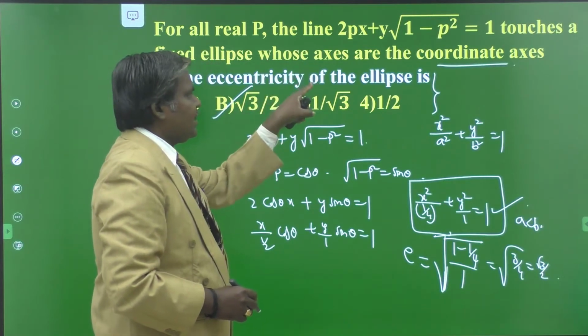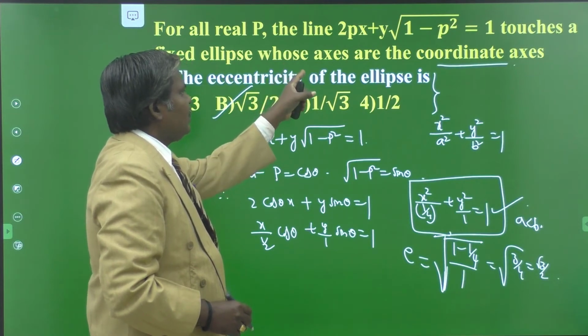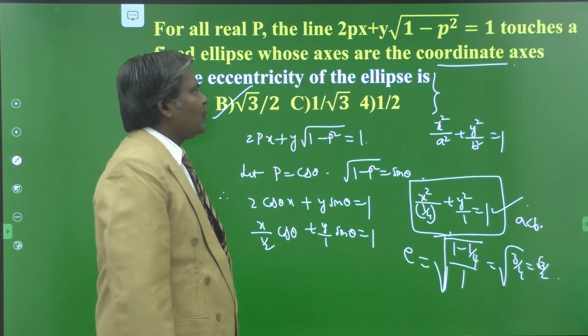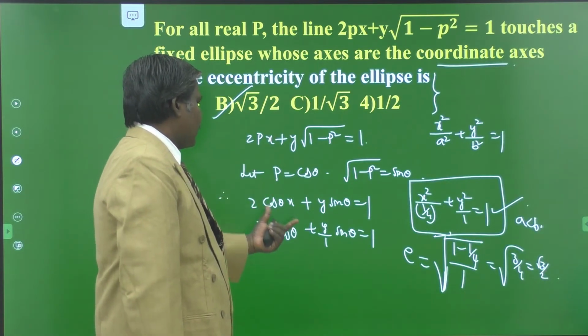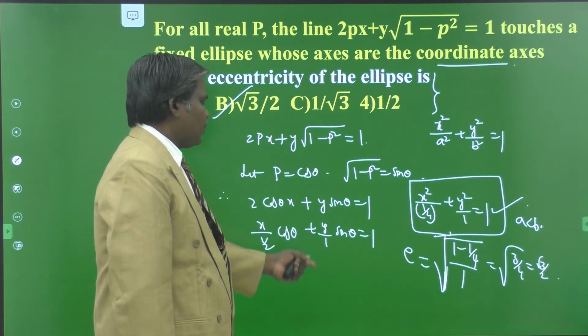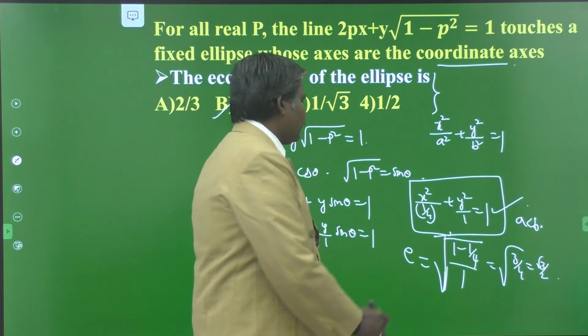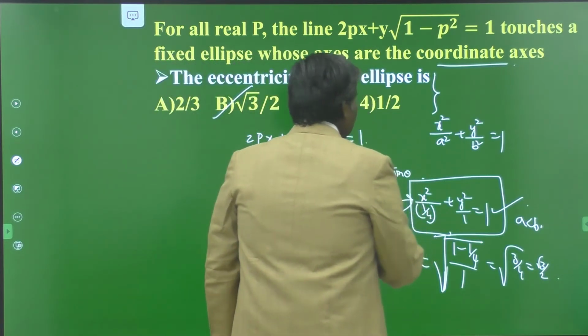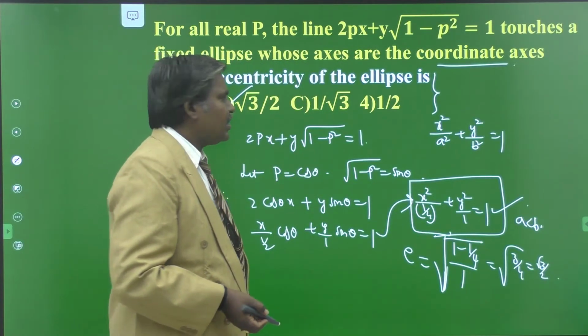So this is the tangent equation. From that tangent, you have to imagine that one. P is cos theta. Then root of 1 minus p square is nothing but sin theta. From that you make it in the form of x by a cos theta plus y by b sin theta equal to 1. From this equation itself, you can easily write the corresponding equation of the ellipse. From that you can easily calculate the eccentricity of the ellipse.